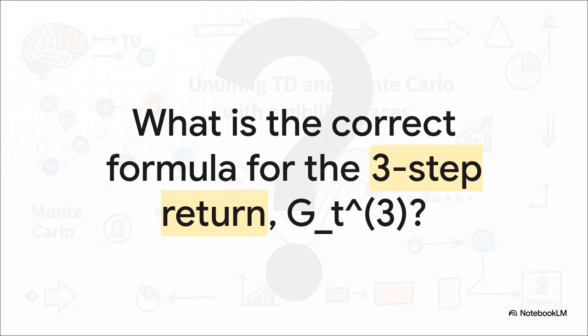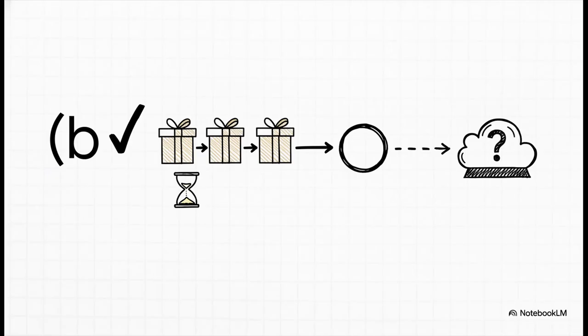Okay, quick pop quiz to make sure we're all on the same page. Take a look at these formulas. If we're doing a 3-step return, so n is 3, which one of these is the right way to write it out? Just think back to how we built it. And yep, the answer is B. It's pretty straightforward, right? You sum up 3 real rewards, and then you bootstrap from the state you land in, which is S of t plus 3.